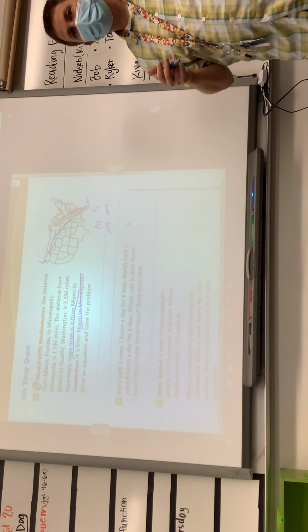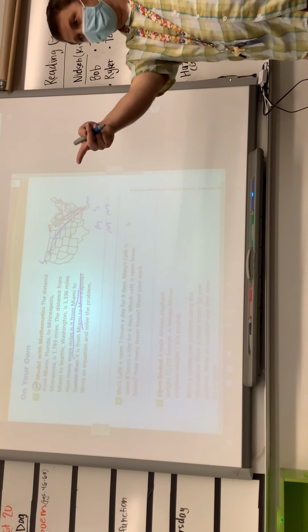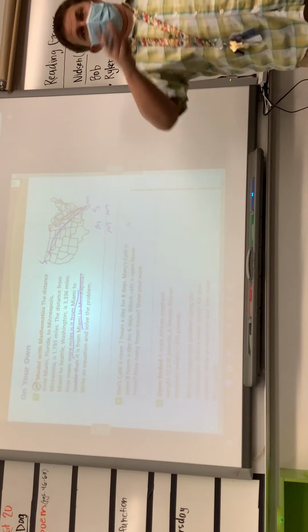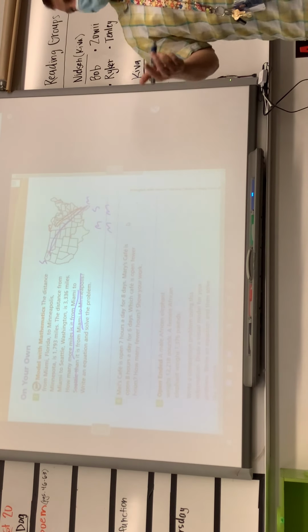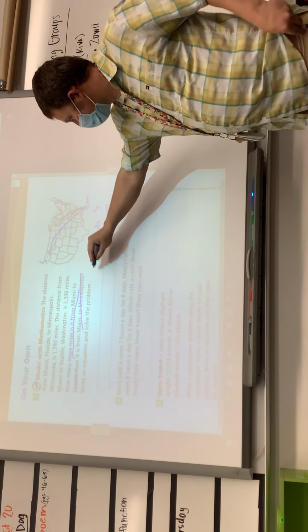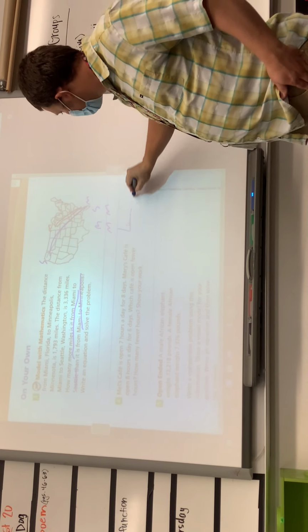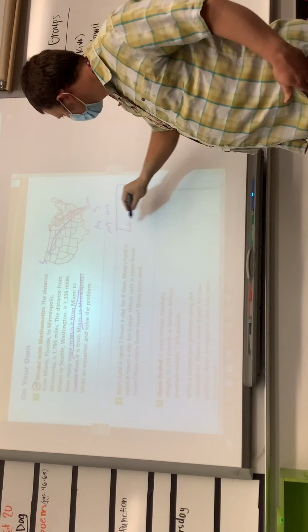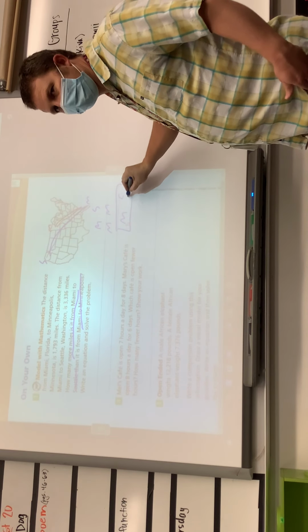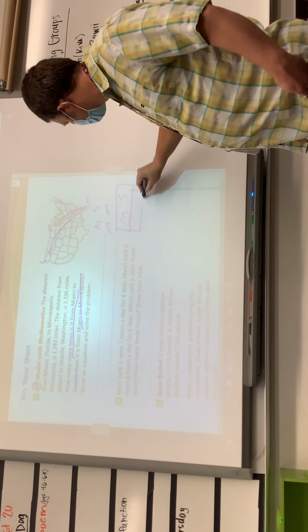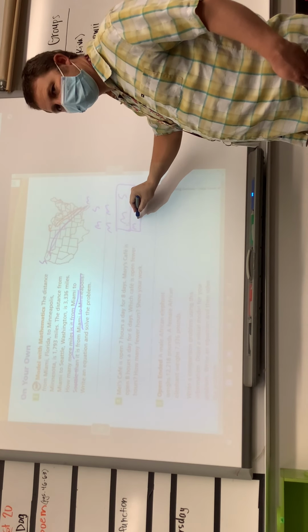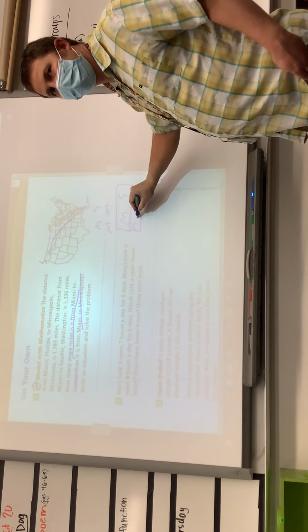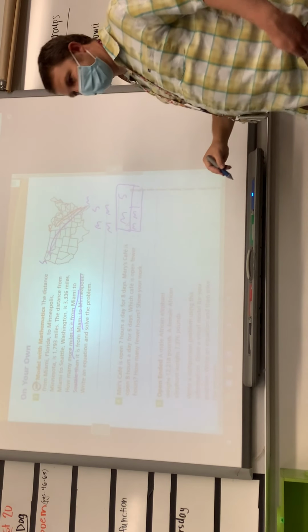Okay, what are we comparing? The two distances, right? This distance compared to this distance, and we want to know how they are different. Okay, guys? So we can go ahead and do a comparison bar, and we can say which one's the bigger one? Miami to Seattle. Which one's the smaller one? Miami to Minneapolis.